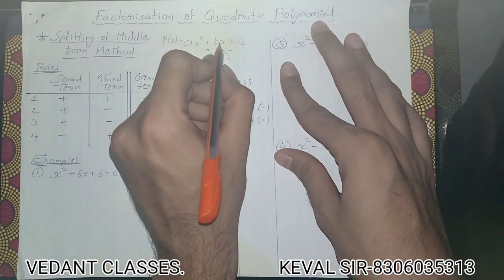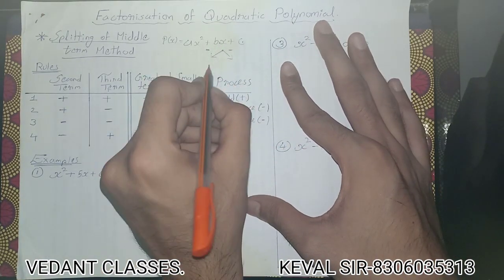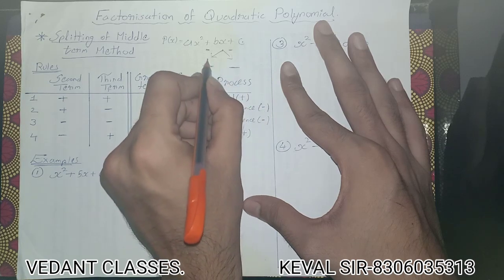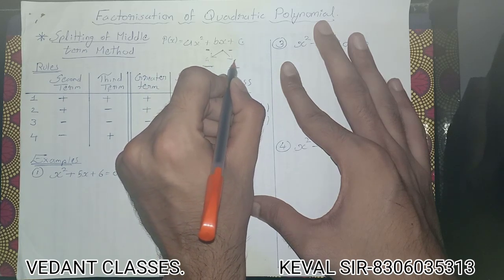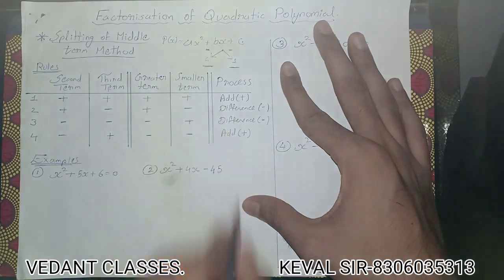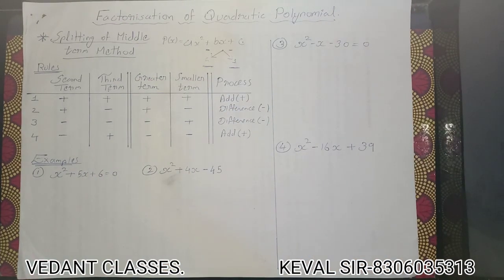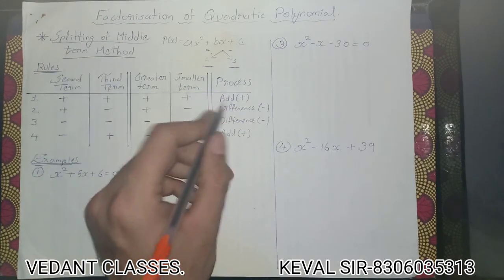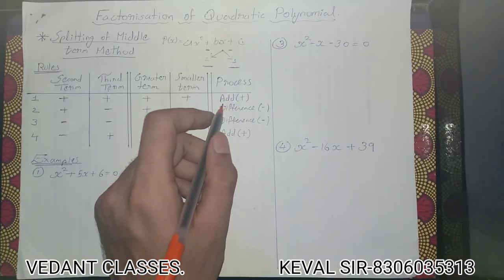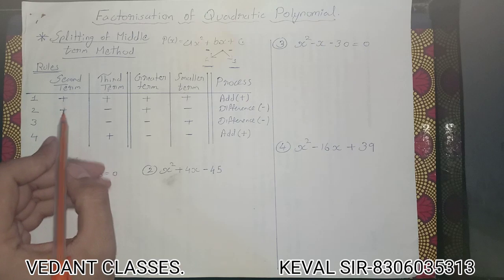So you just need to split the middle term into two different terms. First you should write the greater term and then you should write the smaller term. It is not a specific rule, but if you follow these rules, then you can easily factorize the polynomial. Okay, and this process I'll explain in the example. So see how to remember the rules.